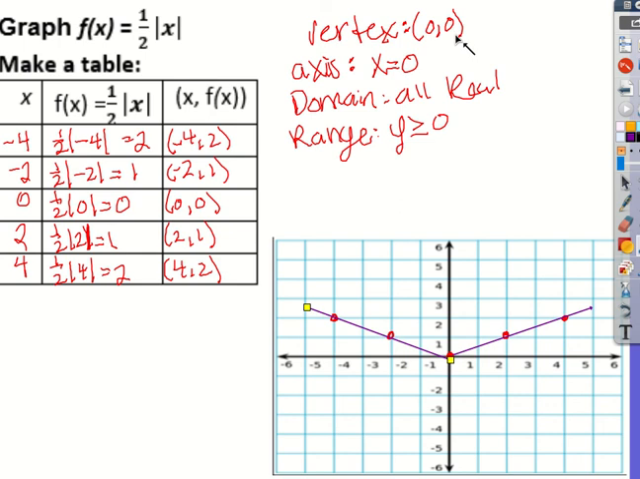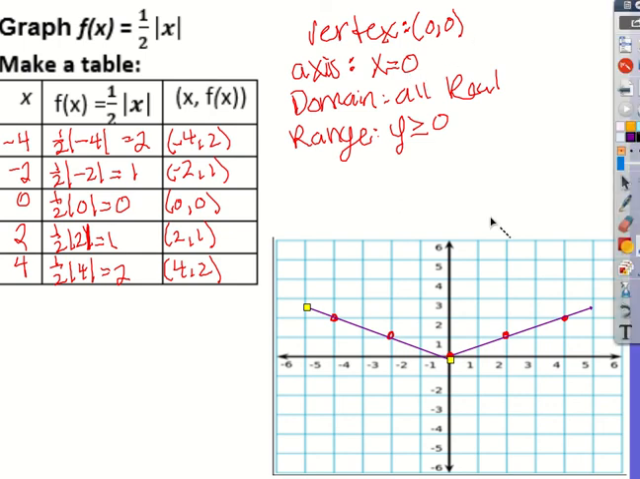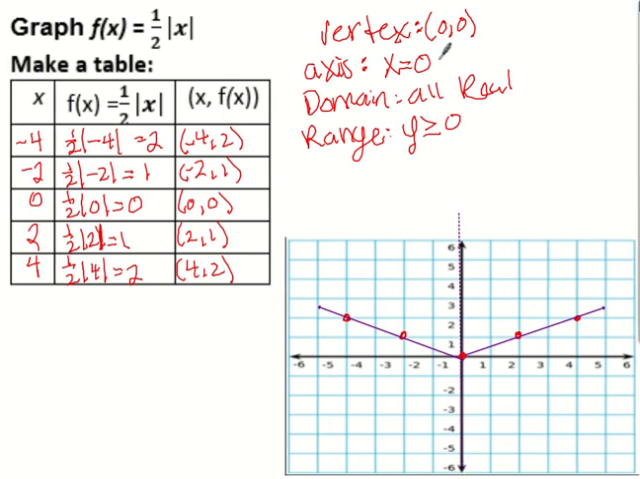And look, we were right. There's our vertex, 0, 0. Our axis of symmetry is where x equals 0. That's right here. Right? And our domain is all real, and our range was y is greater than or equal to 0. So notice I got all this information just from this equation before I even had to go graph it.